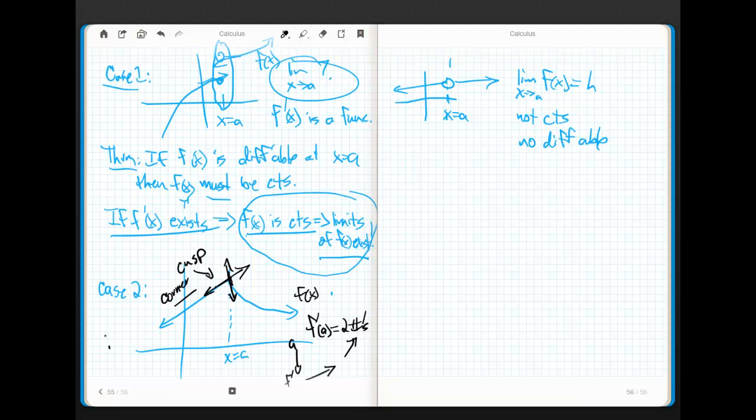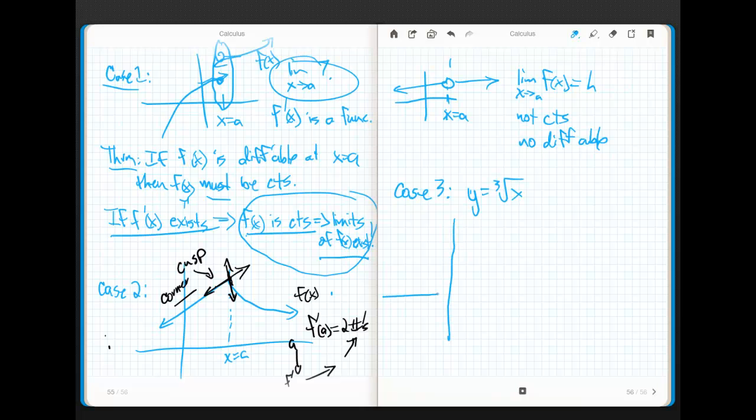Okay? Let me change back to blue. We'll play with these some more in class. I just want to give you the intro. Okay? Let's look at case 3. Case 3 is most easily exemplified by y equals the cube root of x. Can you visualize that sucker in your brain? It looks like this. All right? This here is f of x.